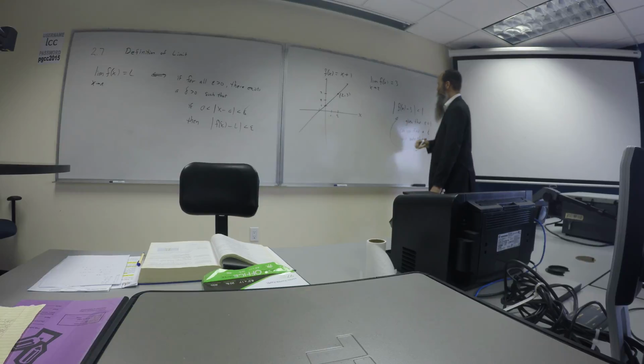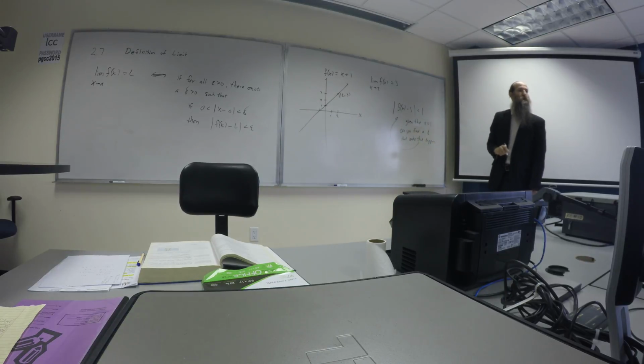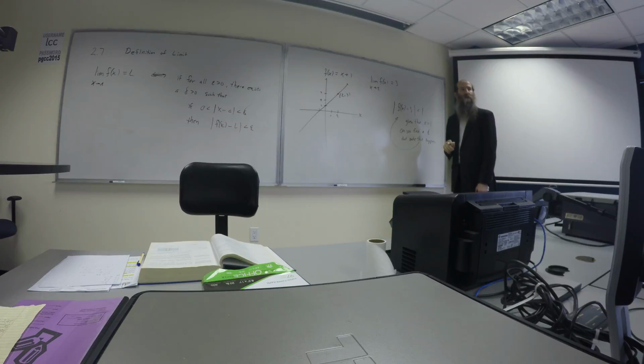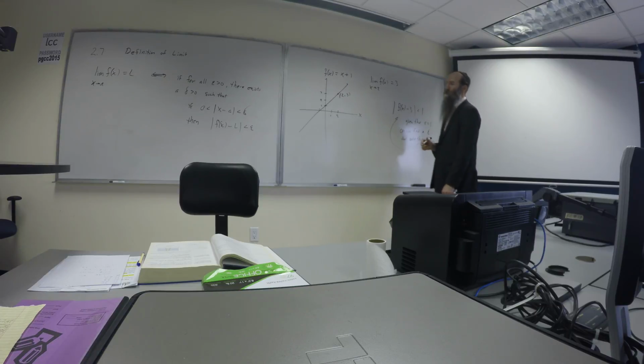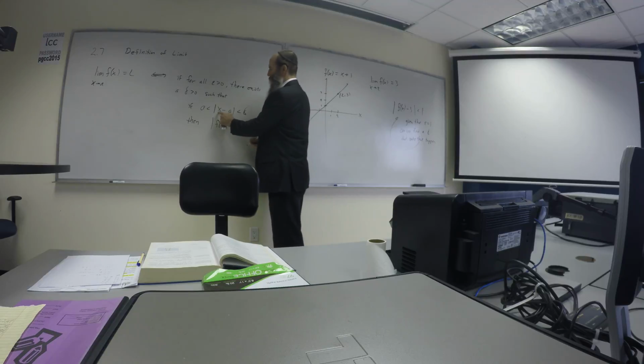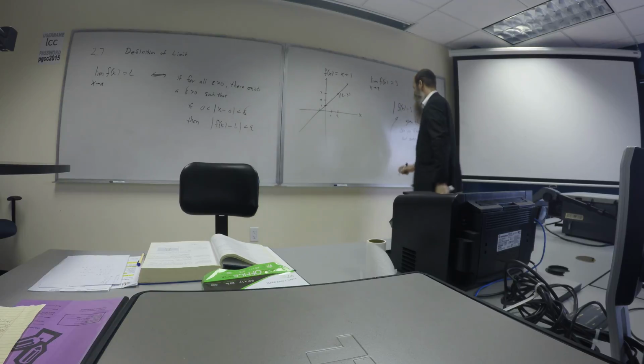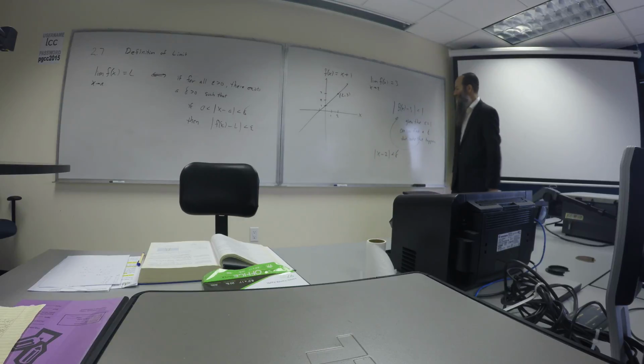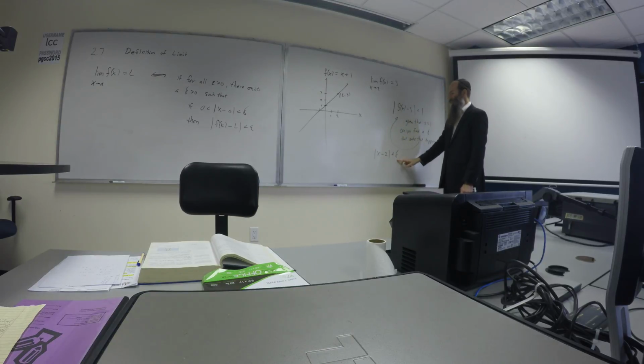The distance between your function and 3 should be less than 1. Should be strictly less than 1. Can you find a number that bounds the distance between x and a, where our a is the number 2, so that x minus 2 is less than delta? Can you find a delta that this holds for, that makes this happen? Just give me a number.